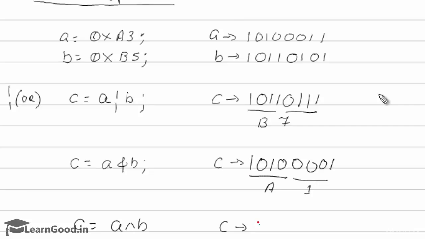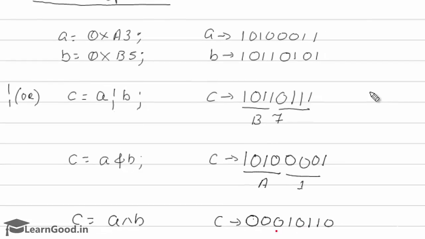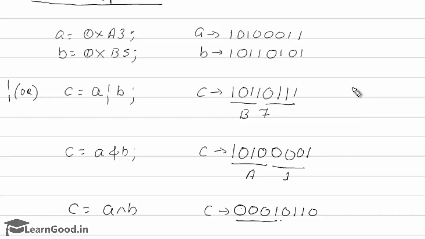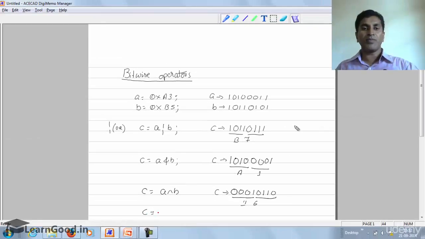That means 1 XOR 1, if both inputs are the same, the result is going to be 0. So here 1 XOR 1 is 0, 0 XOR 0 is 0, 1 XOR 1 is 0, 0 XOR 1 is 1, and 0 XOR 0 is again 0, 0 XOR 1 is 1, 1 XOR 0 is 1, and 0 XOR 0 is 0. So the final result, if you apply an XOR, is nothing but 1 and then 6. Fine.